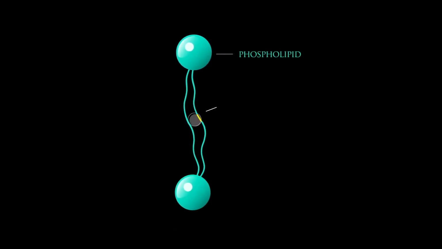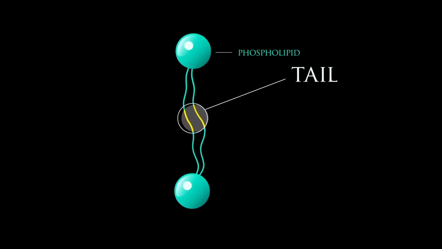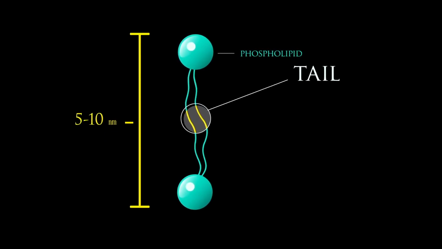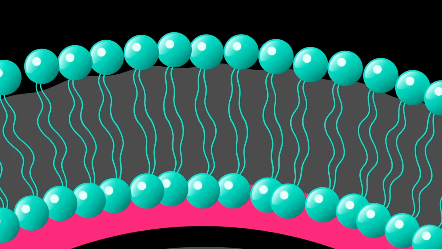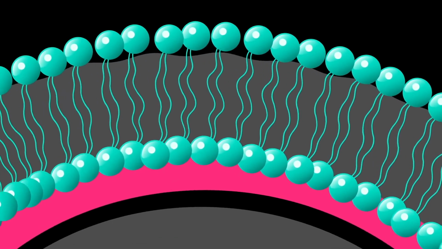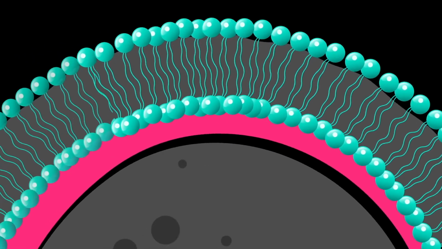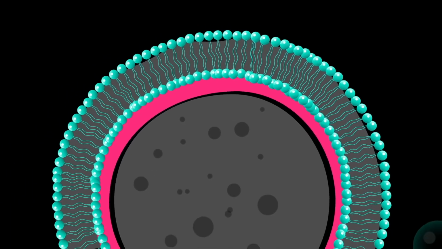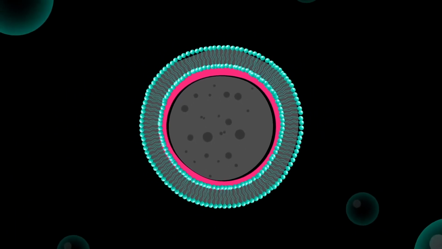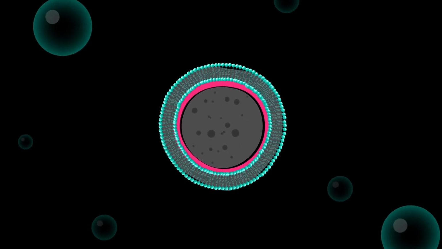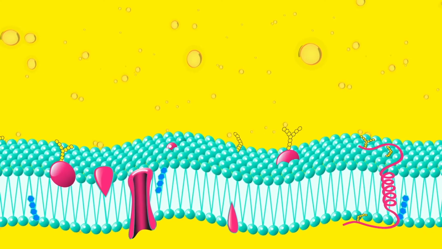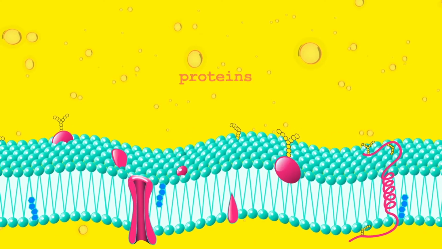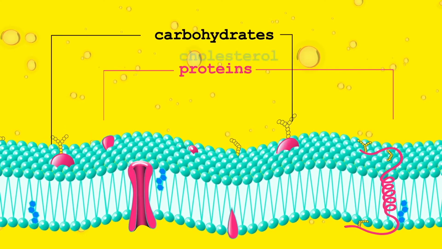They pair up tail to tail in a 2-layer sheet just 5 to 10 nanometers thick that extends all around the cell. The heads point in towards the cytoplasm and out towards the watery fluid external to the cell, with the lipid tails sandwiched in between. This bilayer, which at body temperature has the consistency of vegetable oil, is studded with other types of molecules, including proteins, carbohydrates, and cholesterol.